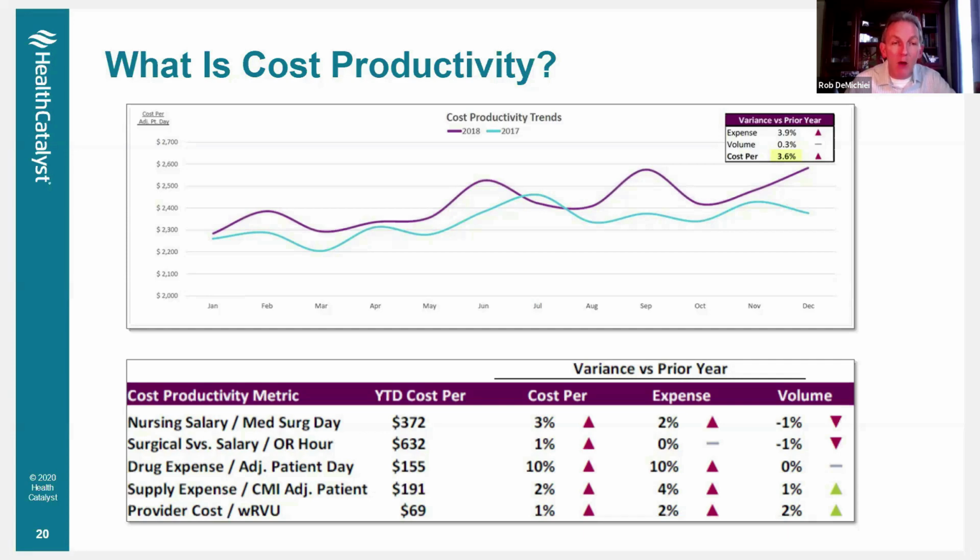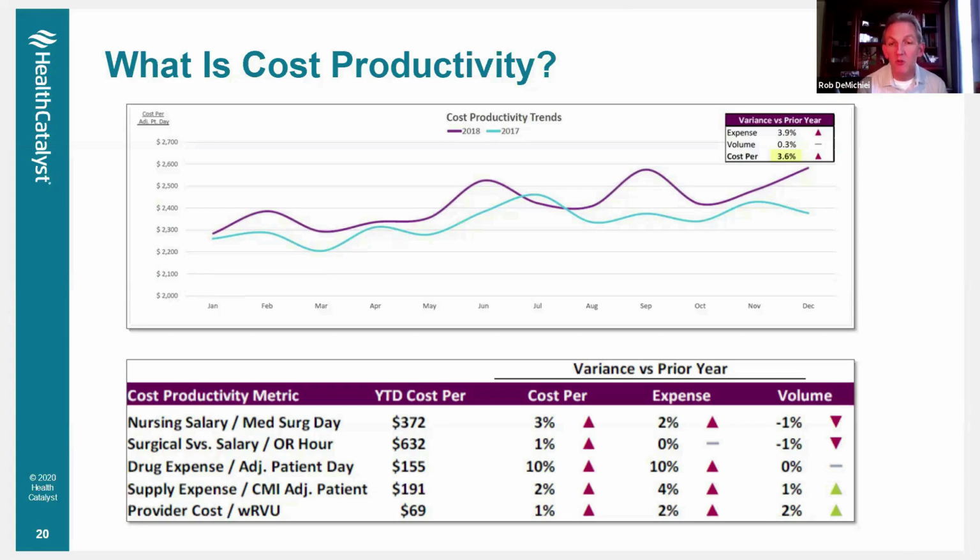And then what is the output, the med-surg days that are actually being created or served as a result of that nursing cost. And so you have, to the far right, the actual volume. In this example, the volume is going down by 1% from the prior year, but the expenses are going up by 2% versus the prior year. So were we productive? Well, our actual cost per med-surg day went up 3%.